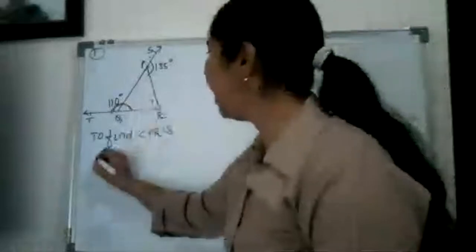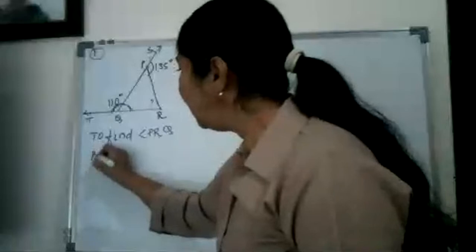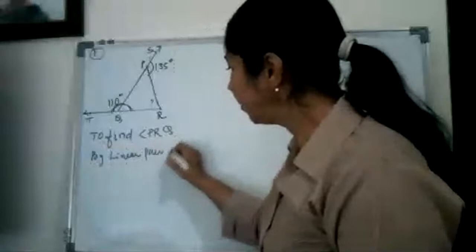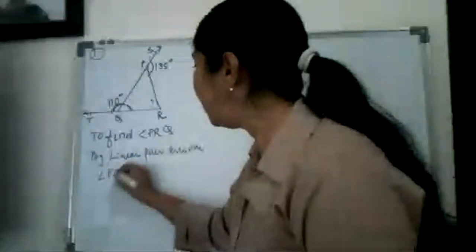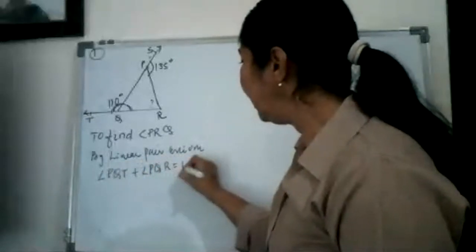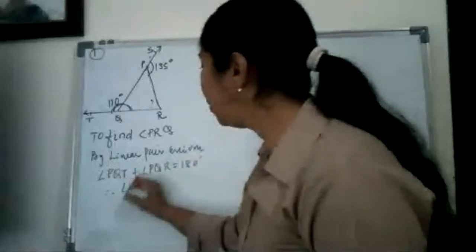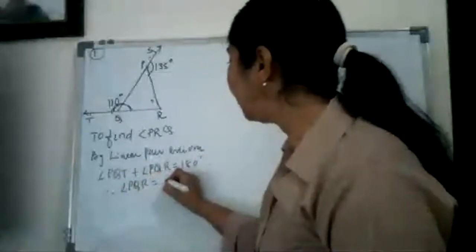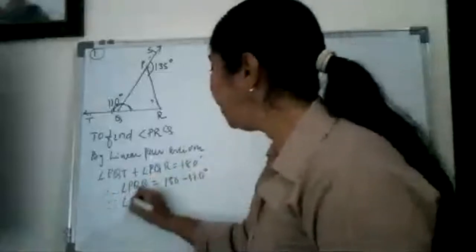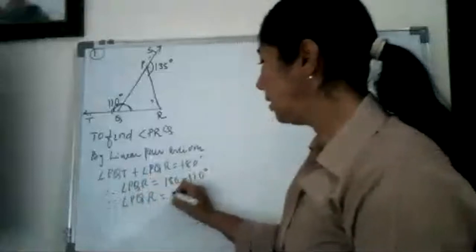So I could write it as, by linear pair axiom, angle PQT plus angle PQR is equal to 180 degrees, and therefore angle PQR will be 180 minus PQT. How much is 180 minus 110? That is 70. So we get angle PQR as 70 degrees.